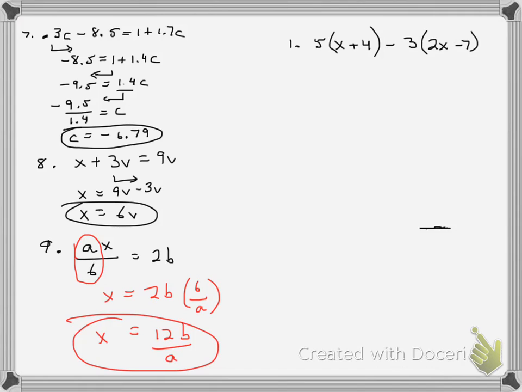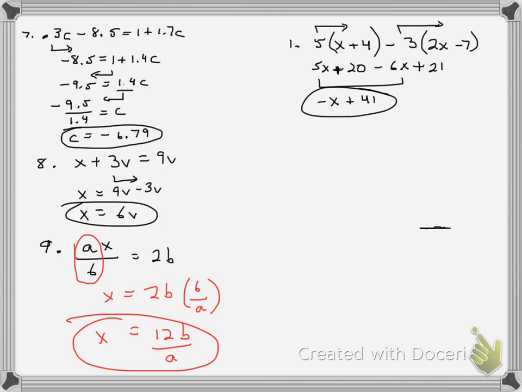Okay. For our next problem, we're going to distribute and gather like terms. Notice we cannot solve. This is just evaluating because we have no equal sign. So we're going to have an expression when we're done. 5x plus 20 minus 6x. Negative times negative is a positive. 3 times 7 is 21. Gathering like terms, if we have 5x minus 6x, we're going to get negative x, and 20 plus 21 is going to get 41. And that's how we simplify that.